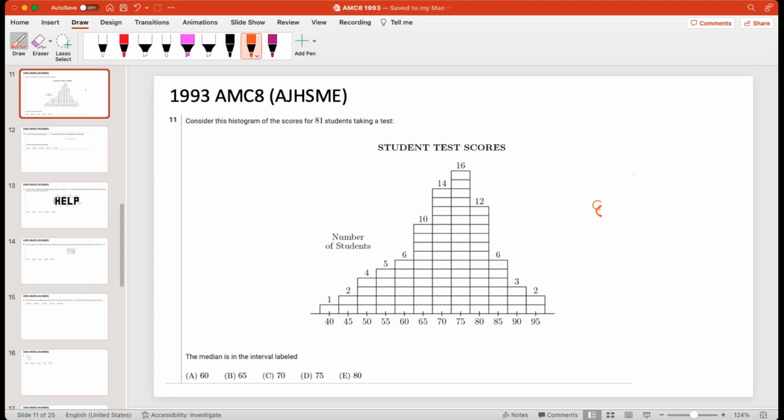So we have 81 students. Now the median is in the interval labeled. So we want the median marks, right? So which interval it is in. If we have 81 students, an odd number of students, you will always have a mid value. Midpoint is possible for an odd number. So we will have a median which will not be in point, it will be a whole number.